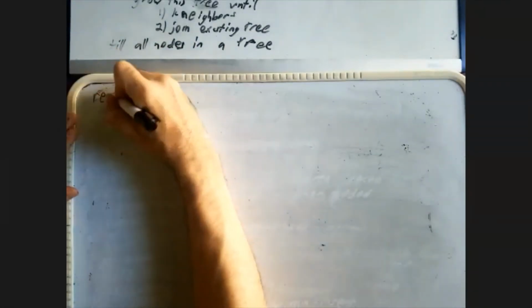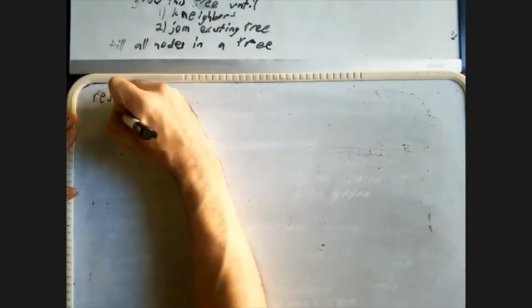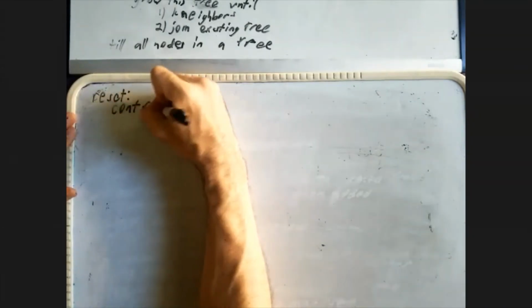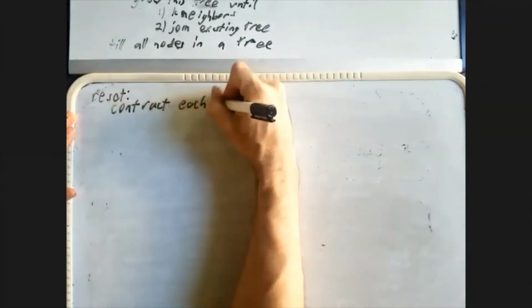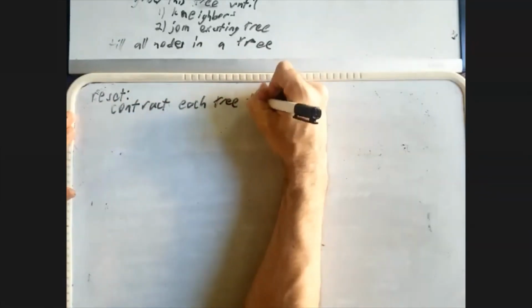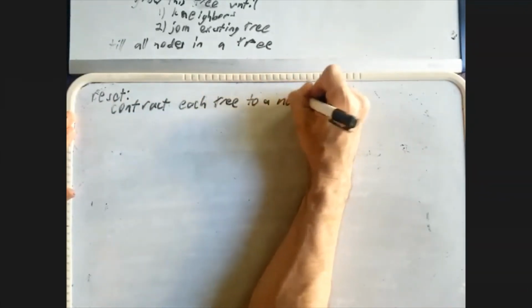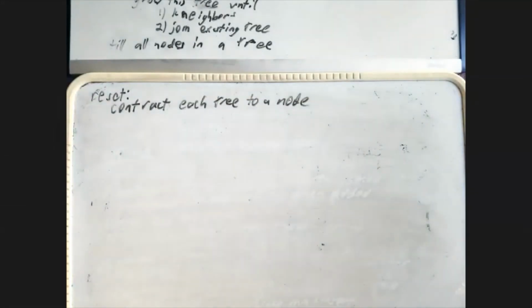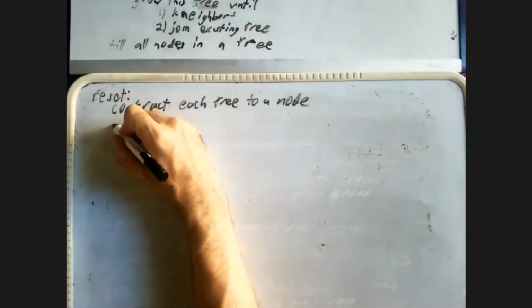Well, what I'm going to do is I'm going to reset. I'm going to contract each tree to a node. So if you remember, when I was talking about minimum spanning trees, once you've identified that an edge belongs in the minimum spanning tree, you can contract it and look for the rest of the minimum spanning tree in the graph that remains. So I'm going to contract each tree to a node. And now I'm going to restart the MST algorithm.